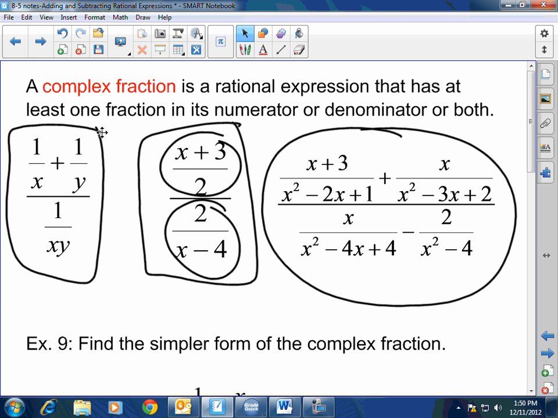I promise you, I'm going to show you two different methods to do these. And whatever method works out best for you, that's the method that I want you to use. I'm not here to dictate to you how you have to do it. I'm just going to show you what to do. And I'm going to show you two different methods. So, let's get right to it.